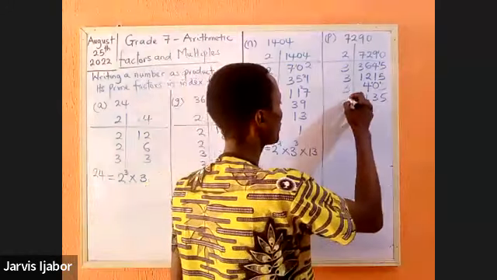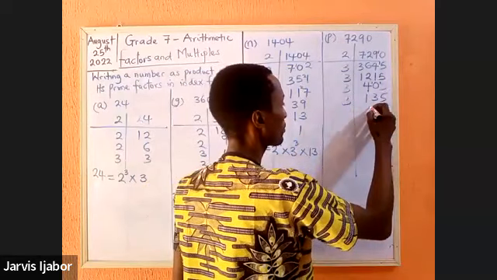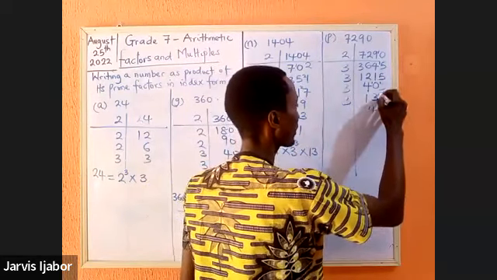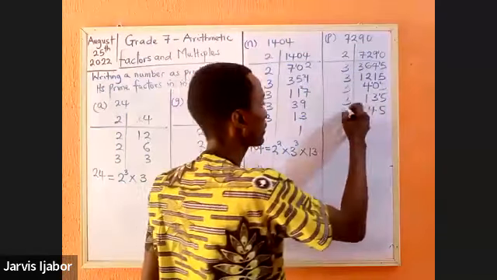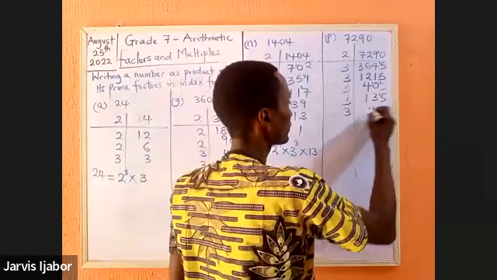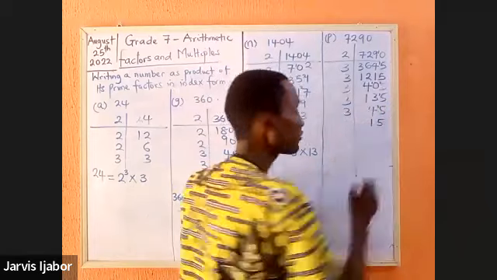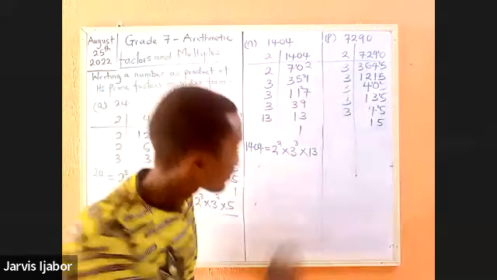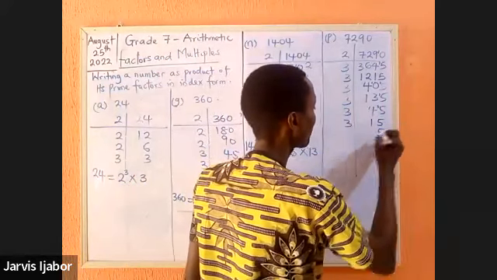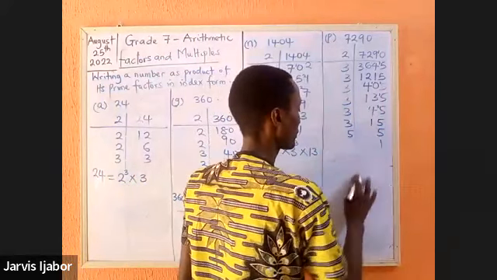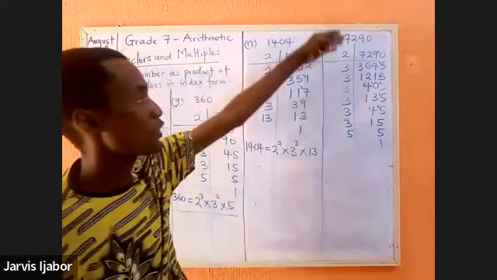Now the next one will be 3. This will give me 4. Carry of 1. That will be 5. I try again. 3. This will give me 1. Into 15, that will give me 5. I try again. This will give me what? 5. And 5 here will give me 1. So you see that I have a clear picture of what it should look like.